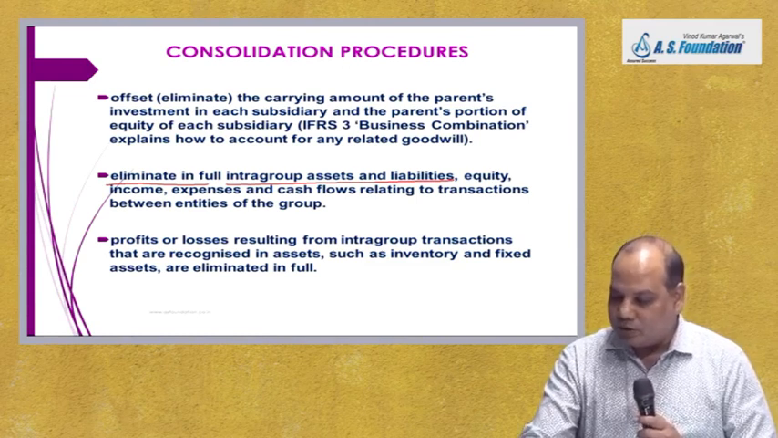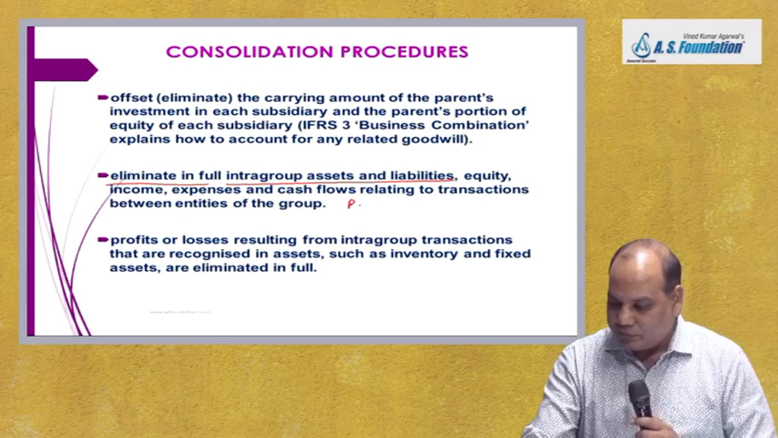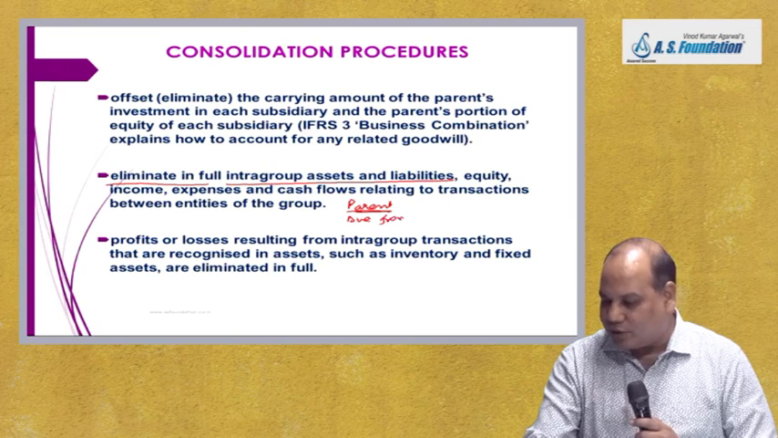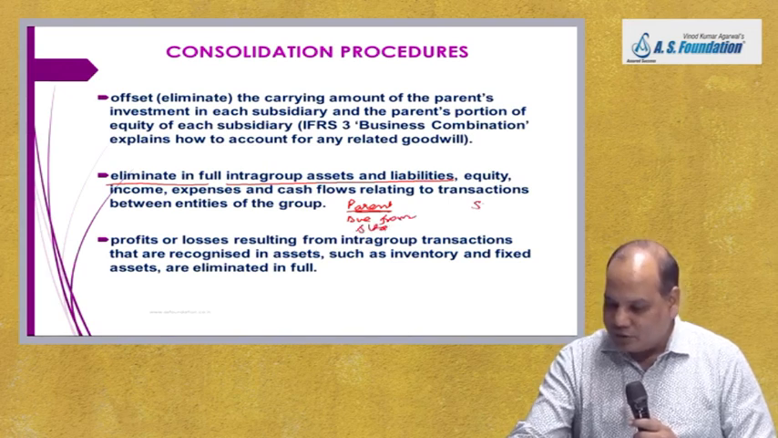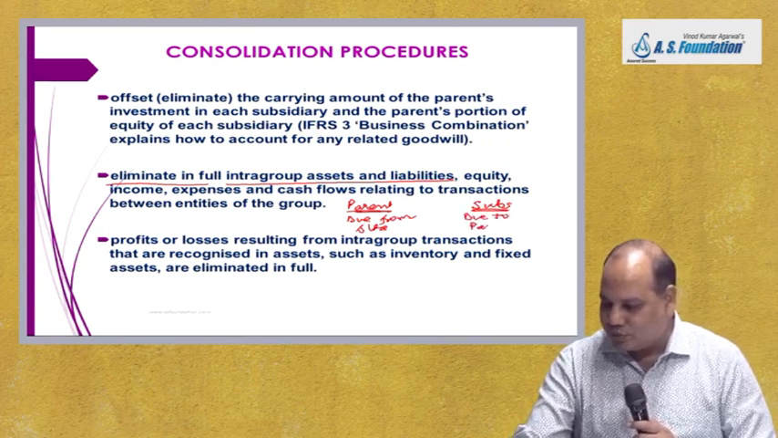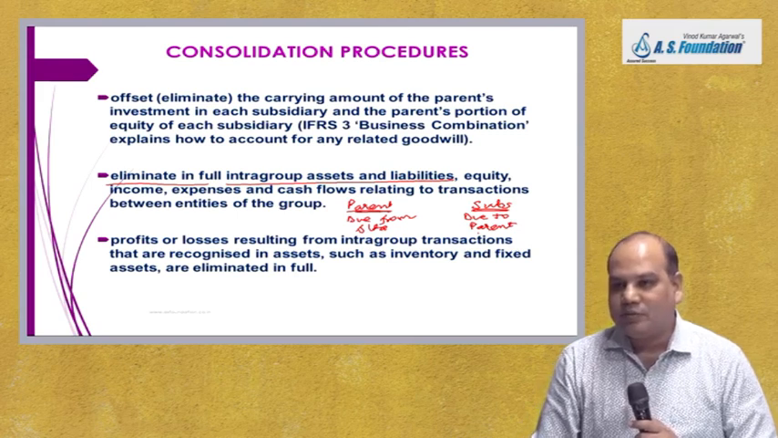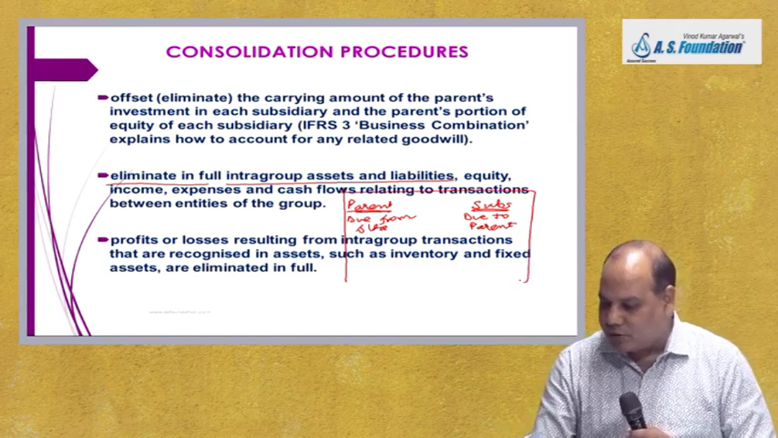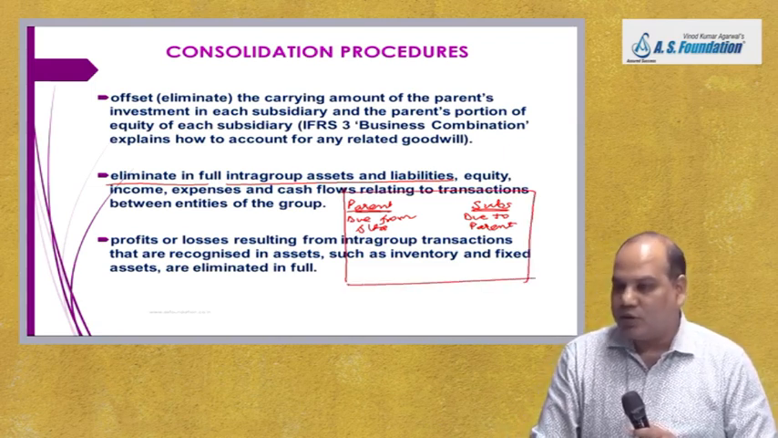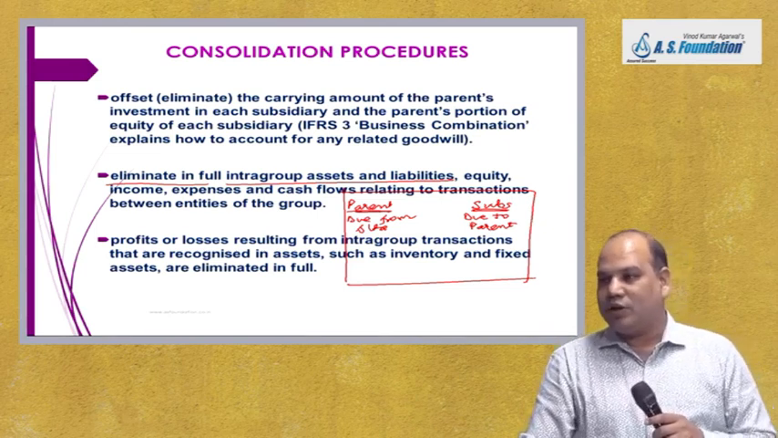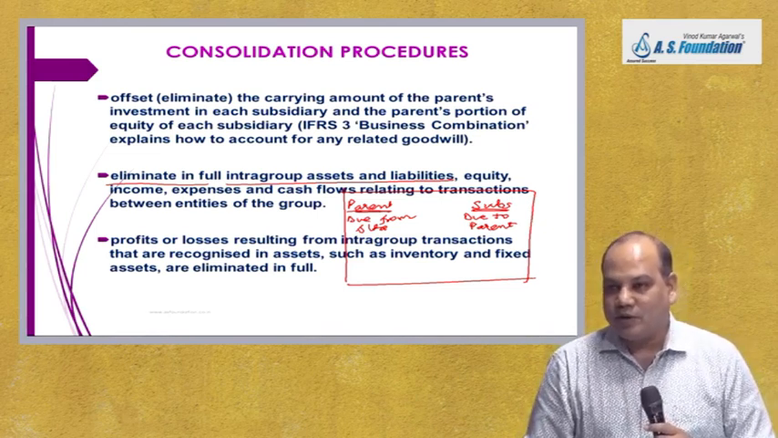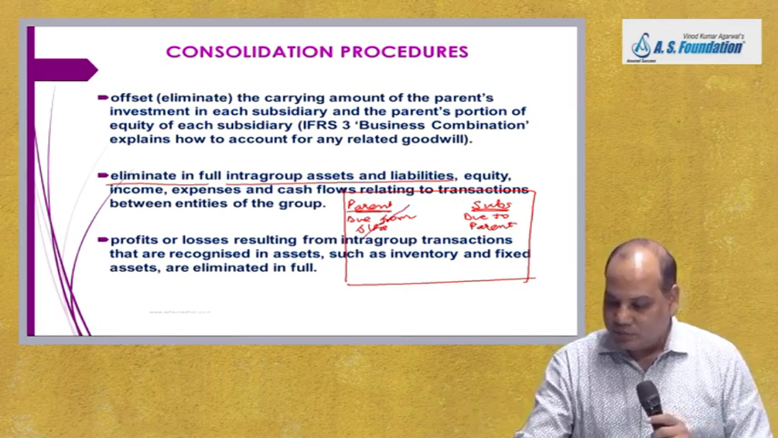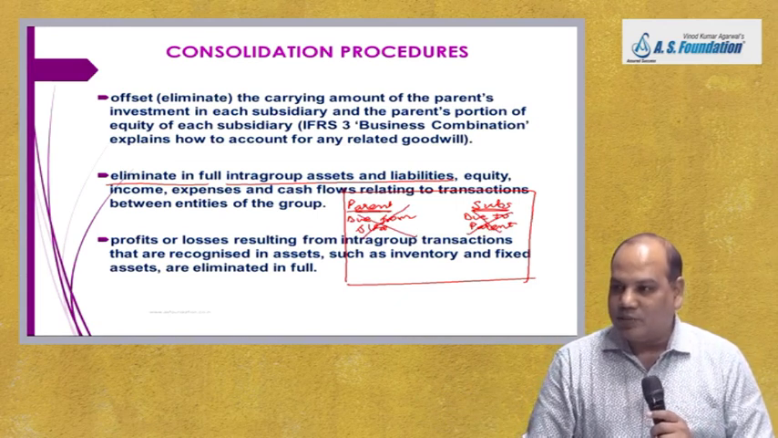Since we are preparing the group SOFP, in the parent's books, due from S Limited may appear. In the subsidiary's books, due to parent may appear, correct? But now if I am preparing the group financial statements, does it look nice to show due from S and due from P? They are the same party now. It is as if it is one entity. So this we will eliminate.